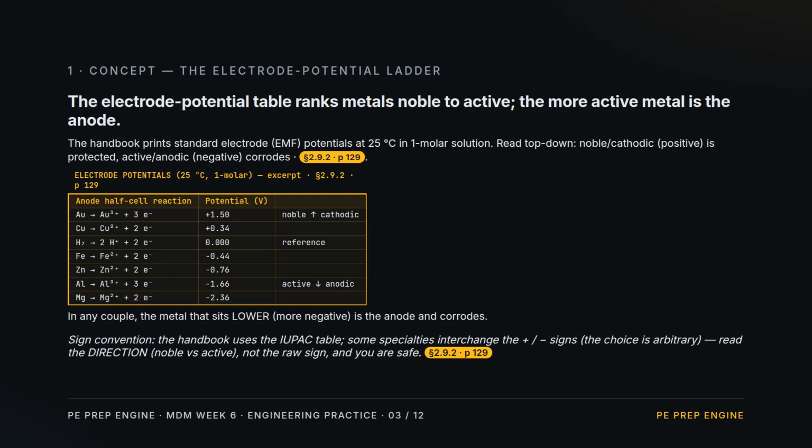Concept 2. The electrode potential ladder. The handbook tabulates standard electrode potentials: gold and platinum at the noble positive top, down through the reference hydrogen at 0, to magnesium and lithium at the active negative bottom. The rule that matters: in any pair, the metal lower on the ladder, the more negative, more active one, is the anode, and it corrodes. One caution on the sign convention: some specialties flip the plus and minus signs, so trust the direction, noble versus active, rather than the bare sign.